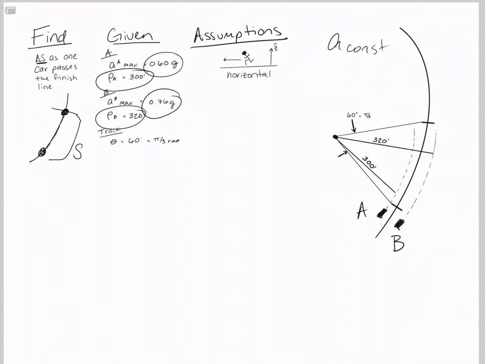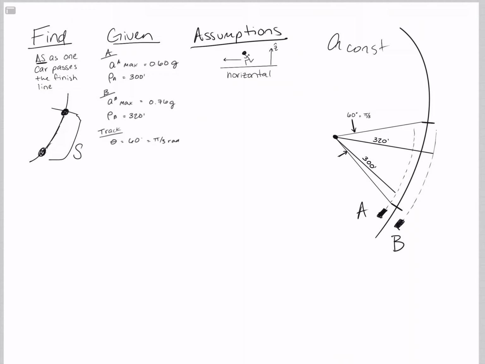crosses the line first. Because even though car A has a shorter distance to go, its acceleration is lower than car B. So one thing is higher in one, and the other thing is higher in the other car. So that is unfortunate. We're going to have to solve the equations for both of those to determine which car passes the finish line first. And then we can determine the distance.